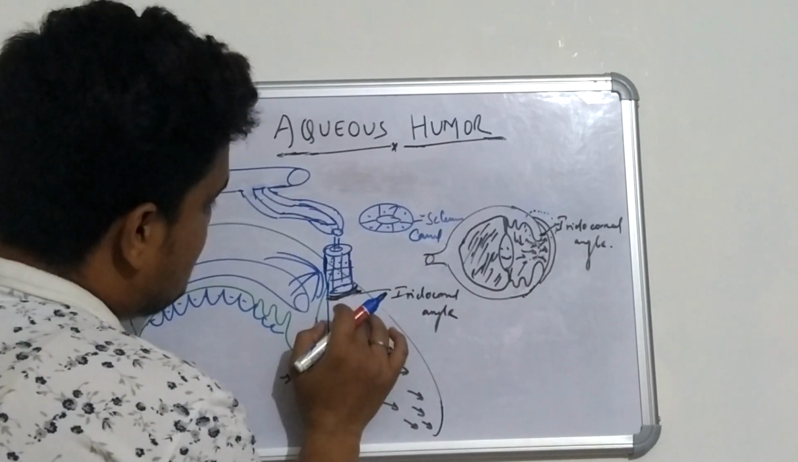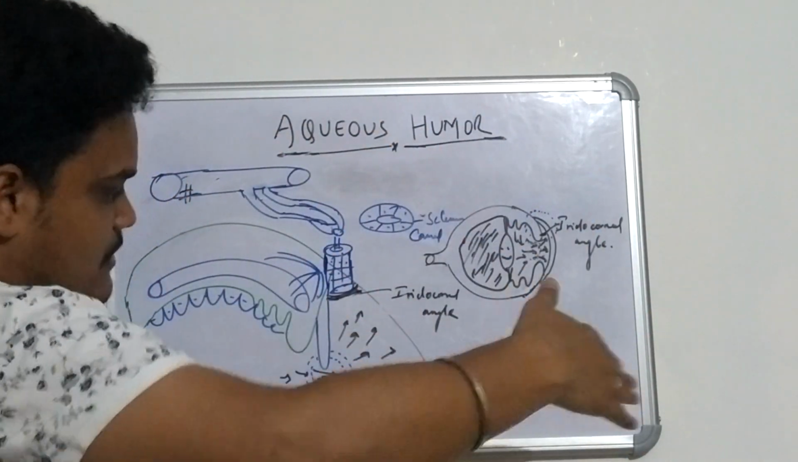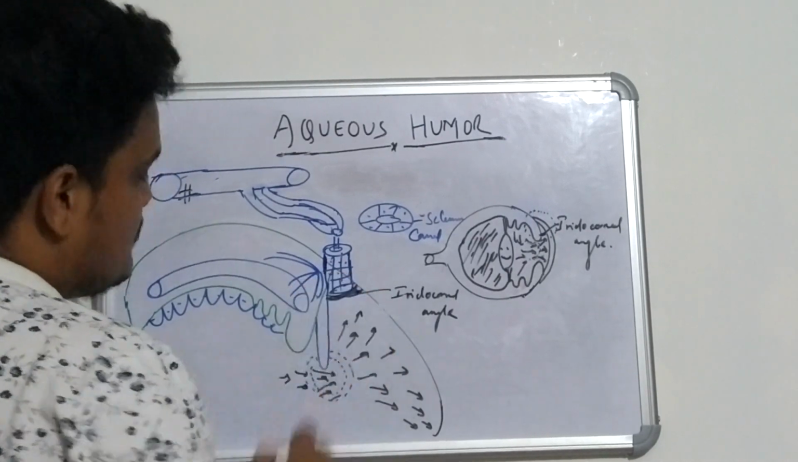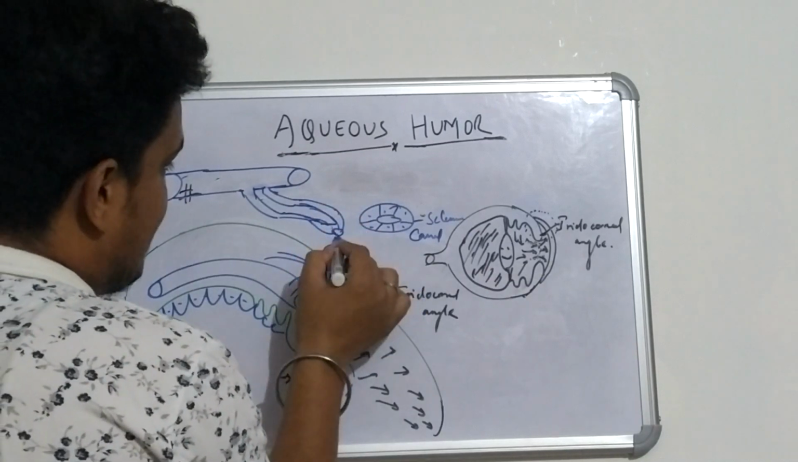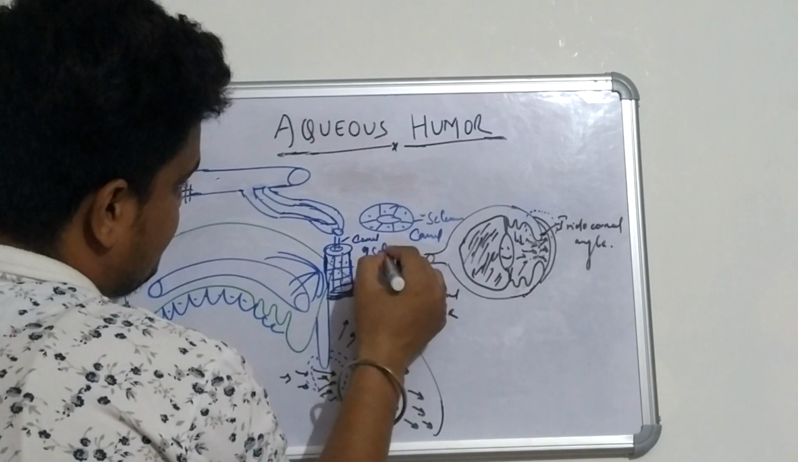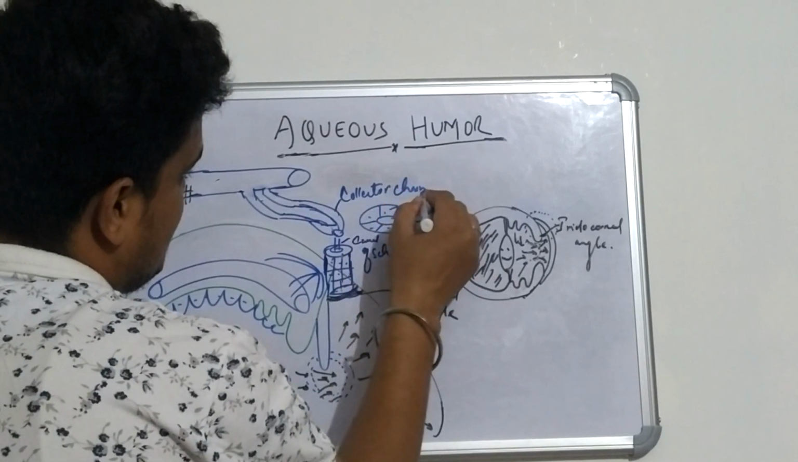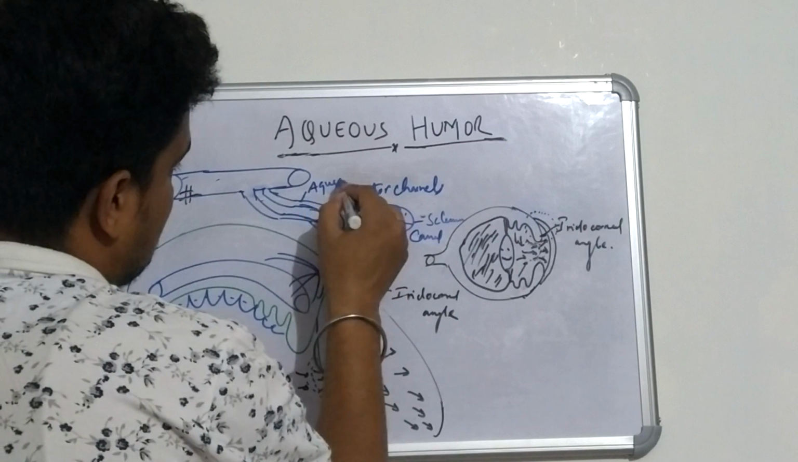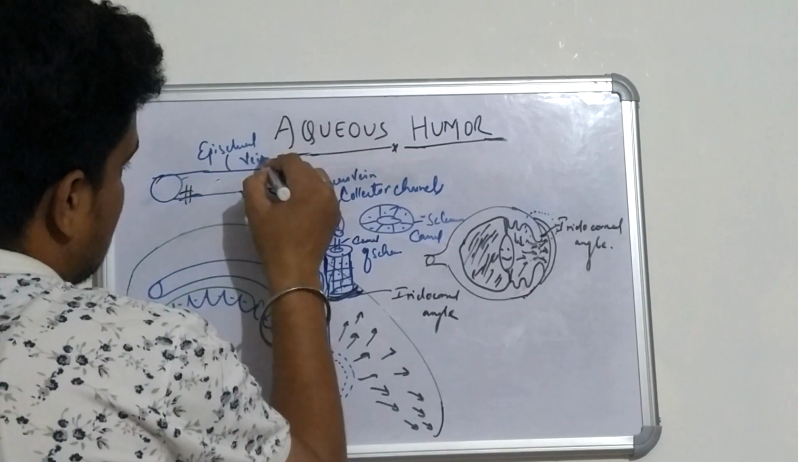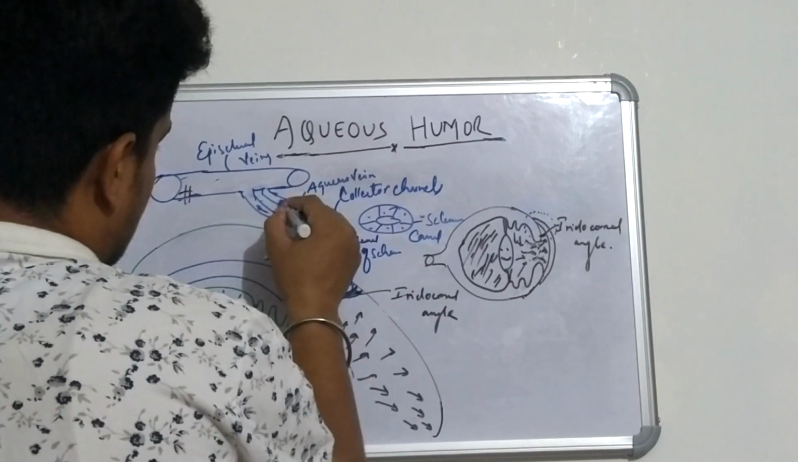Okay, so when the aqueous passes from the posterior chamber to the anterior chamber, its first interaction is with the iridocorneal angle here. So if I am the iris, this is the cornea, and in between the cornea and the iris there is the iridocorneal angle. The iridocorneal angle has the first part, which is called the trabecular meshwork, and from the trabecular meshwork it goes to the canal of Schlemm, then to the collector channels, then it passes to the aqueous vein and finally the episcleral veins, and from the episcleral vein it drains out to the ophthalmic veins.